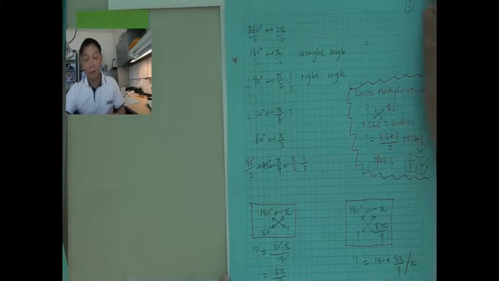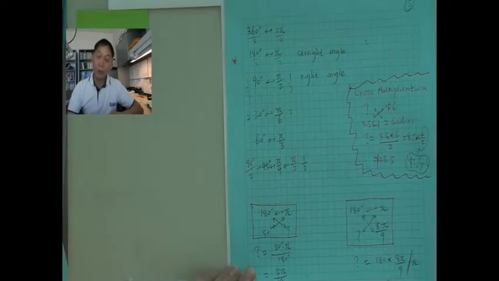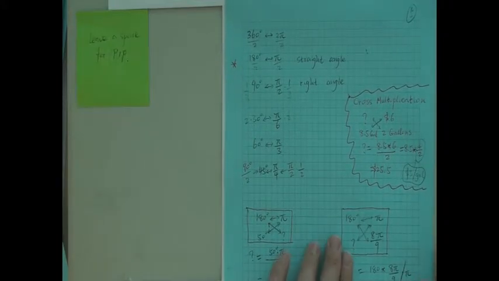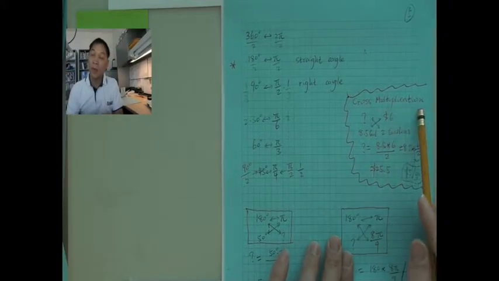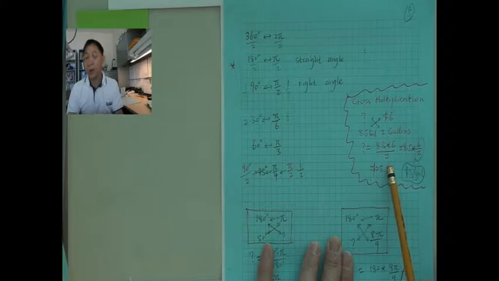Okay. Before we do convert degree to radian, radian to degree, I want to show you some cross multiplication. Here is the example of why it works.